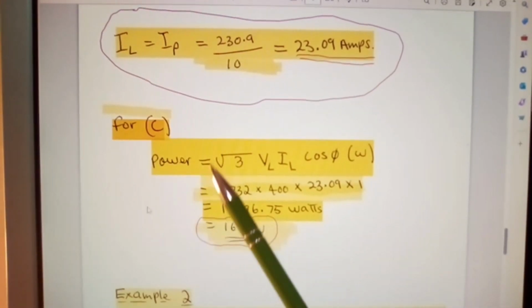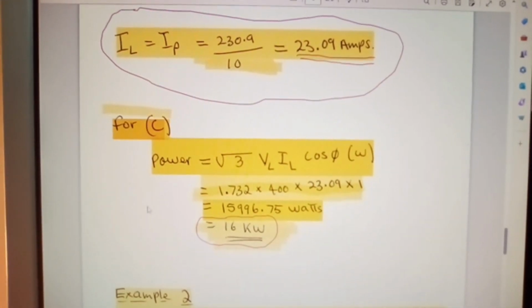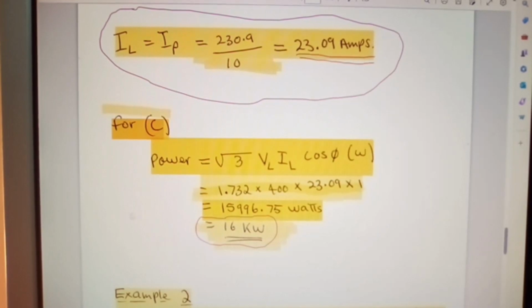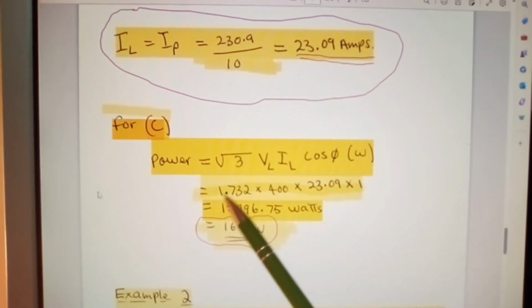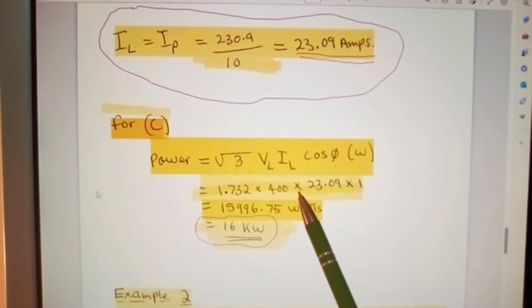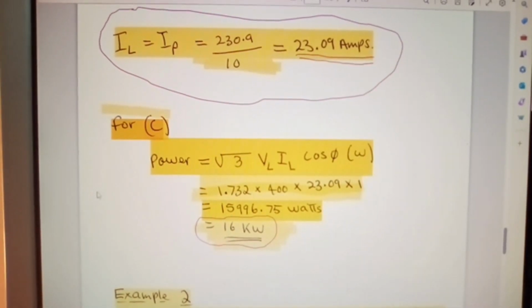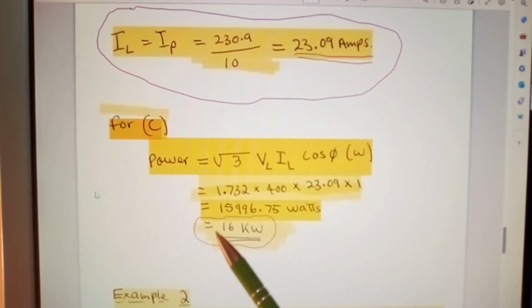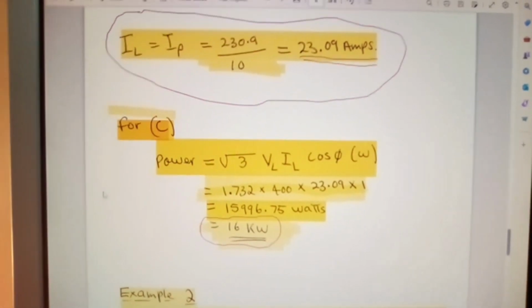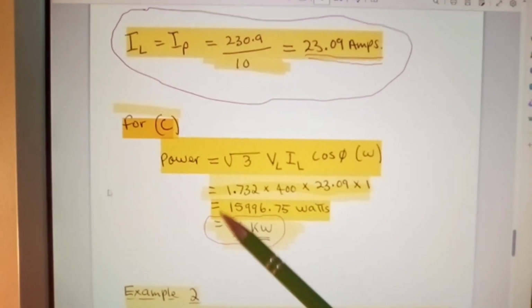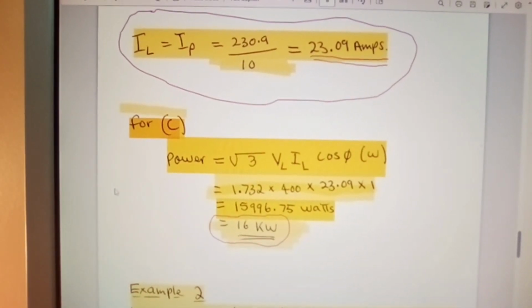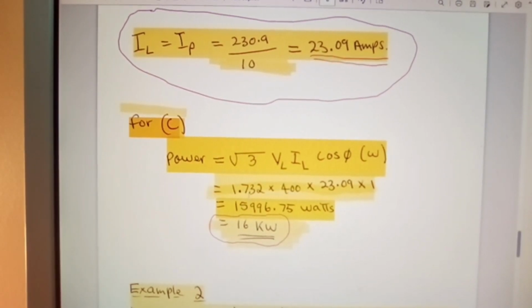Firstly, power equals square root of 3 VL IL cos phi. And here you have the solution, 1.732 times 400 times 23.09 times 1. Why 1? Because it's unity power factor. And here you have 16 kilowatts. Now here you round up. You do not round down, you round up. It ensures you have the correct size cable to handle the power and the current that will be transmitted through that system.